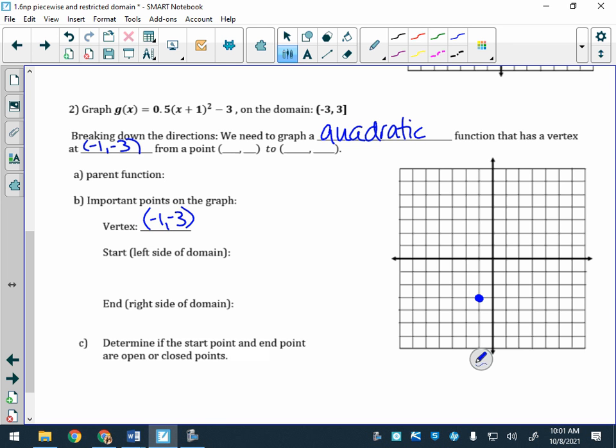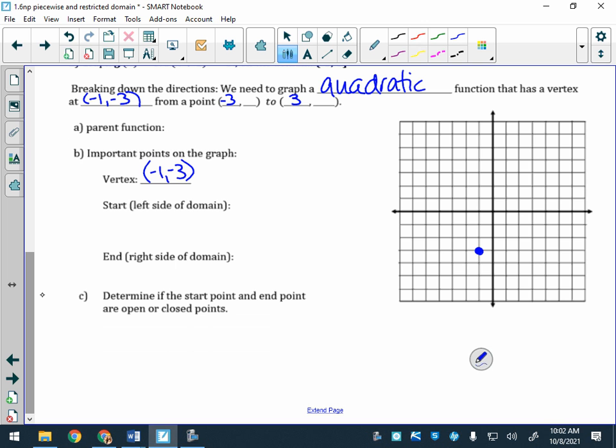And then we need to find a point at x equals -3, and x equals 3. Okay, we need to find those y values. So we are going to substitute it in to our function. So on the left side of the domain, we substitute in -3. And 0.5 is our 1/2. We know that.